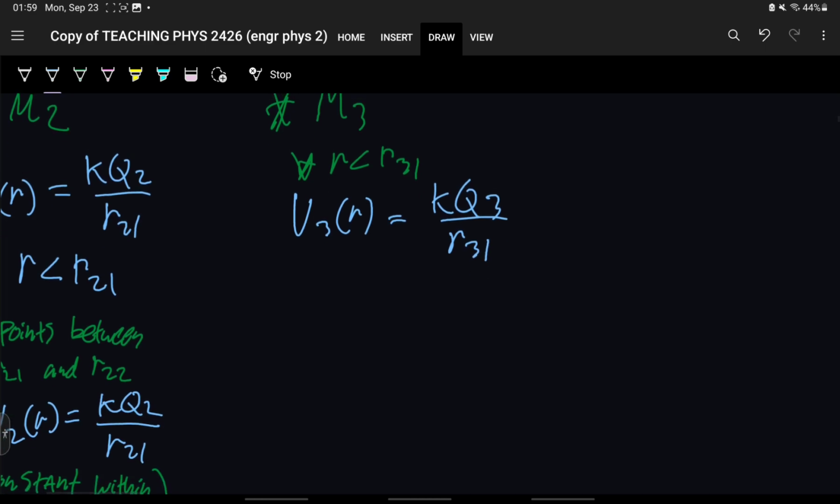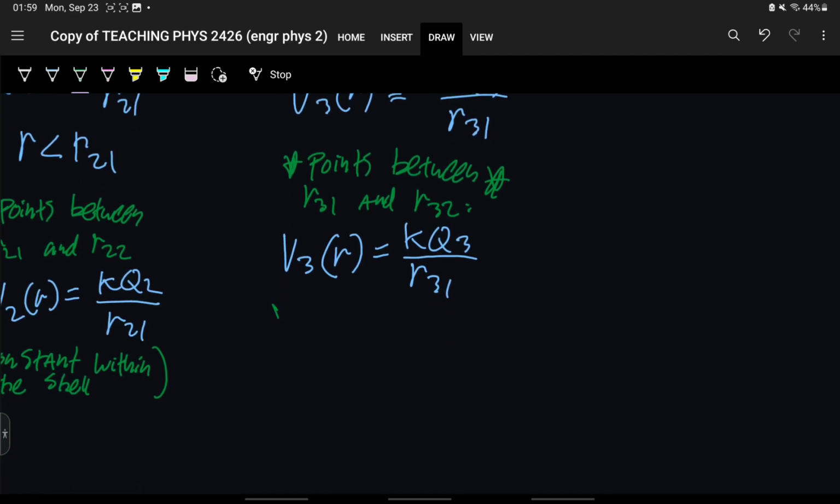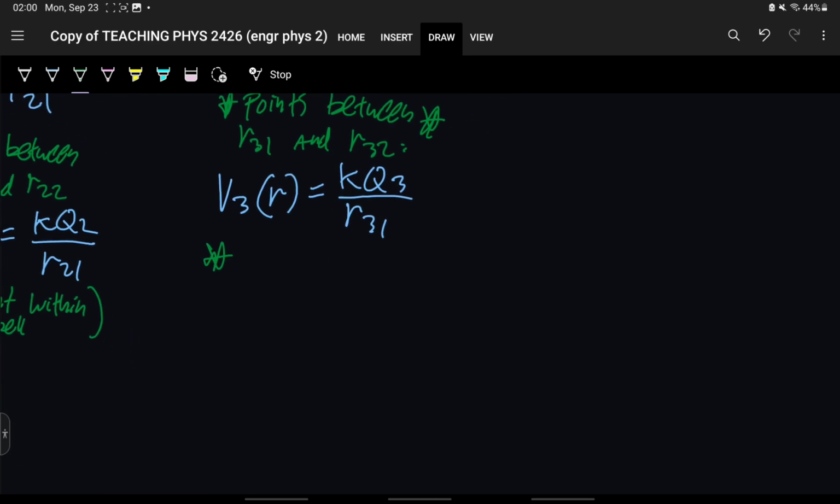And for points between R31 and R32, it is going to be V sub 3 of R is equal to K times Q3 all over R31. That's constant within the shell. Let's go ahead and write this with better writing.